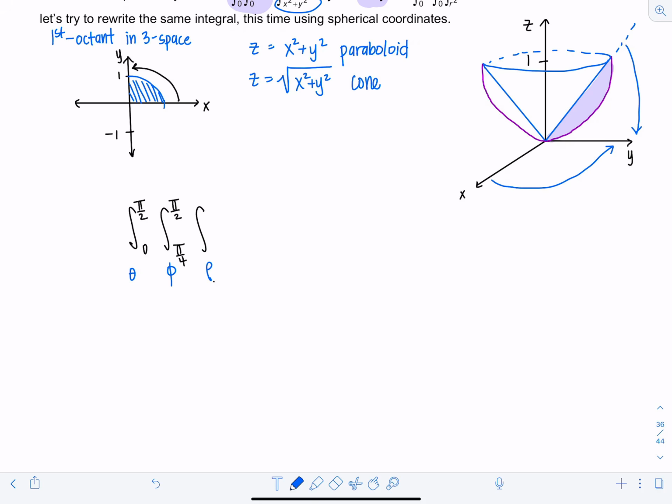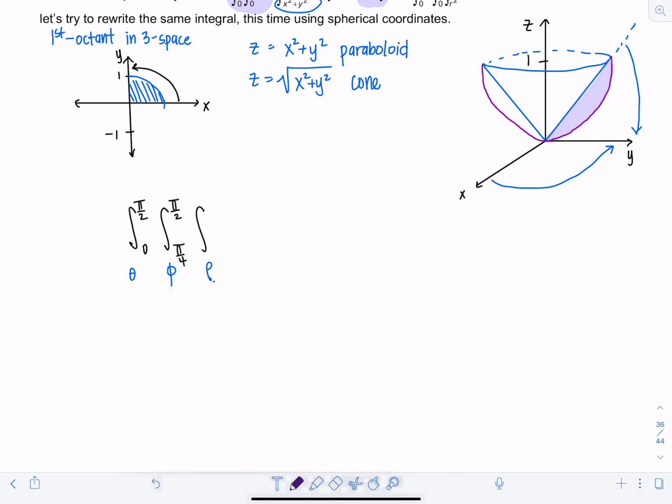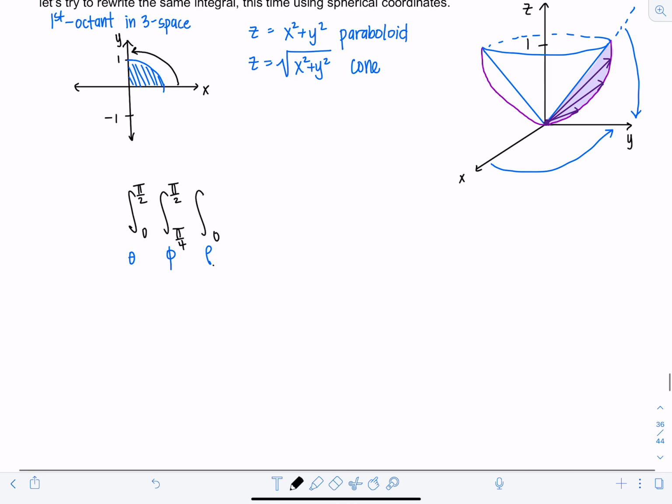Okay, shall we draw some arrows in there to help us out? Perhaps that's a good idea. So rho starts at the origin and then goes until you hit the edge of your solid. It looks like rho stops when it hits the paraboloid. So rho starts at 0 and then it stops at the paraboloid. Well, how in the world am I going to write the equation of the paraboloid in spherical? Well, this is how. So remember, rho goes from 0 to the paraboloid.